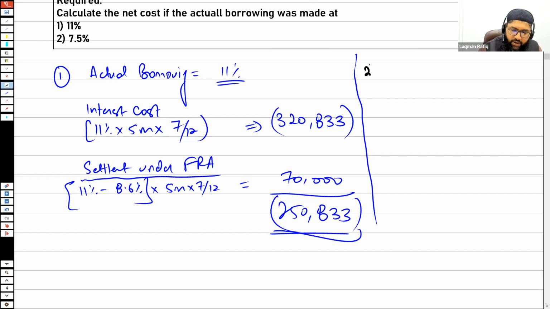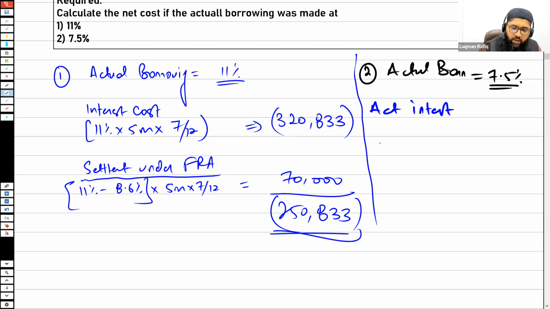Similarly, if your actual borrowing is at 7.5%, so what's going to happen is that the actual interest that you would pay is 7.5%. So it's actually going to be 5 million multiplied by 7.5% multiplied by 7 divided by 12. Gives you 218,750.